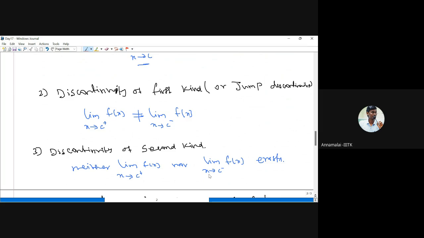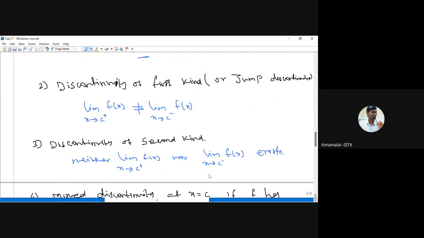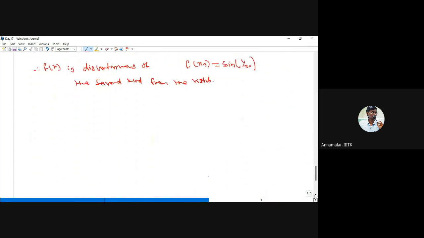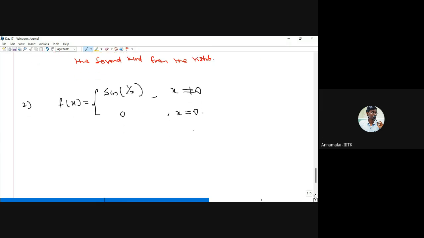Now, we discuss some more examples. The sin 1 by x function is very important. Now, a similar function we can discuss: f of x equal to sin of 1 by x if x is non-zero, and 0 if x equal to 0. What is the right hand limit and the left hand limit, because we have to check at the point x equal to 0?